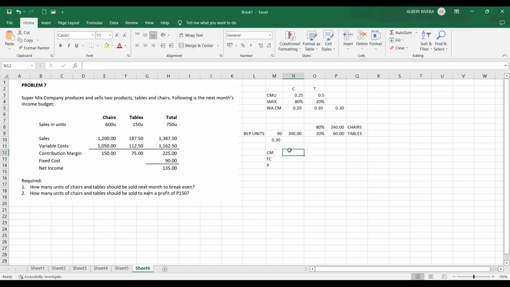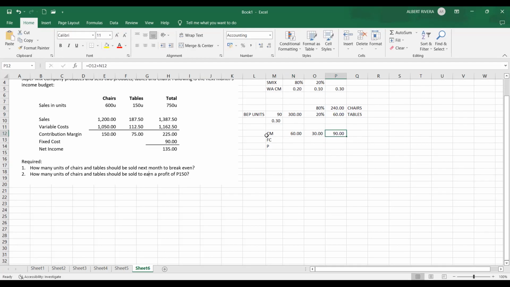So the CM here is 240 times the CM per unit here of 0.25 for chairs. And this is 60 times 0.5. So this is 90. Okay, total CM now is 90 minus the total fixed cost here of 90, and your profit is zero. So at break-even point, you must sell 240 units of chairs and 60 units of tables.